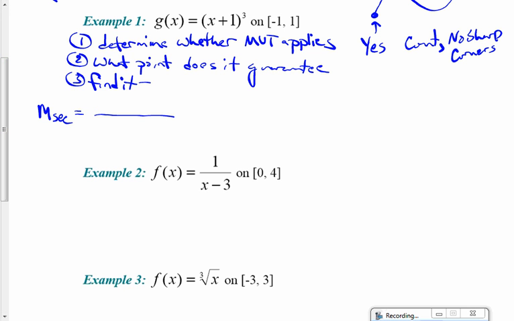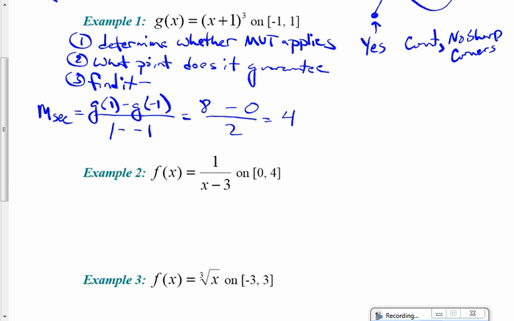So let's do g. g of 1 minus g of negative 1, all divided by 1 minus negative 1, right? Okay. This fraction just finds the average rate of change. g of 1 is 1 plus 1 is 2, 2 cubed is 8. g of negative 1 plus 1 is 0, 0 cubed is 0. 1 minus negative 1 is 2. Okay? So we found that the slope of the secant is 4. So we determined the mean value theorem applies. We determined that the slope of the secant is 4.